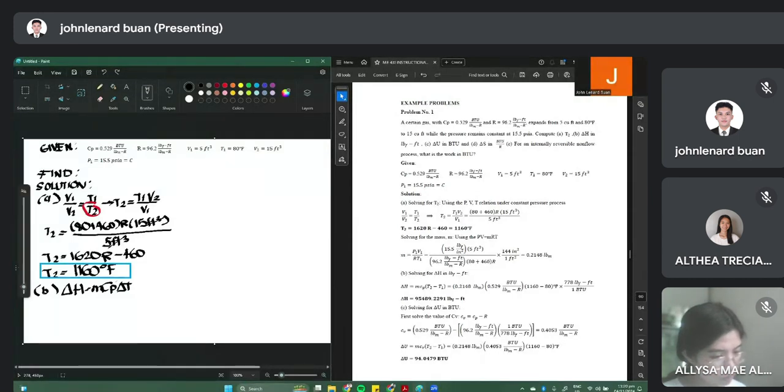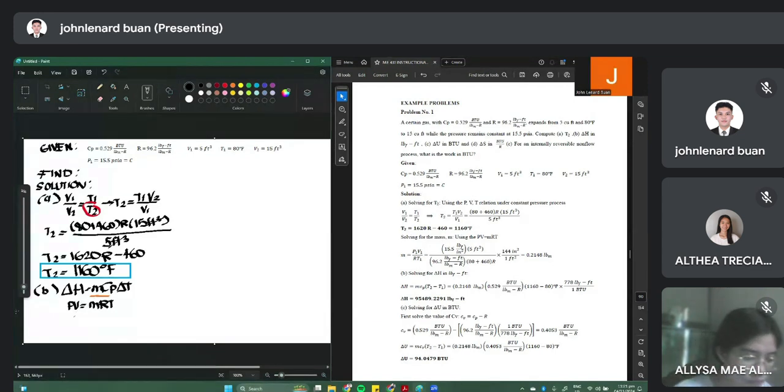However, wala pa tayong mass po. Wala pa po tayong mass na given dito. So therefore, kailangan pa nating hanapin ang value ng mass. So sir, alin po ang gagamitin? Sabi po ay pwede nating kunin using the equation ng PV is equal to mRT. So from that equation, makukuha natin for m, for mass. So kunin muna natin si mass from PV is equal to mRT.